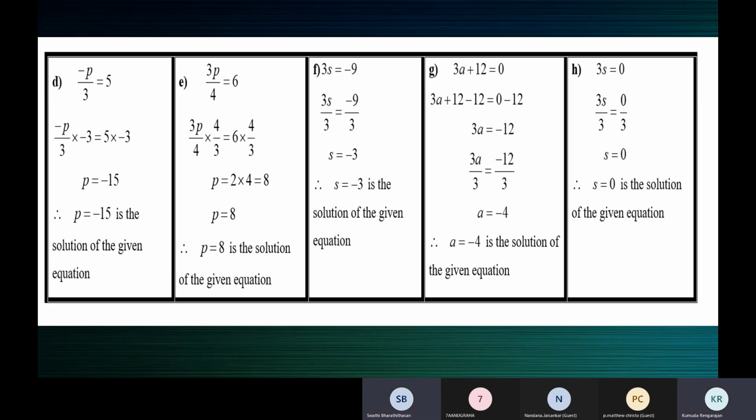Ma'am. Yes. In the D question, negative p by 3, ma'am. So we have to write it as, we have to distribute the 3 towards each side, no, ma'am. So why is it given as minus 3, ma'am? In the question it's positive 3, and why is it negative 3 in the... Okay, yeah, good question.